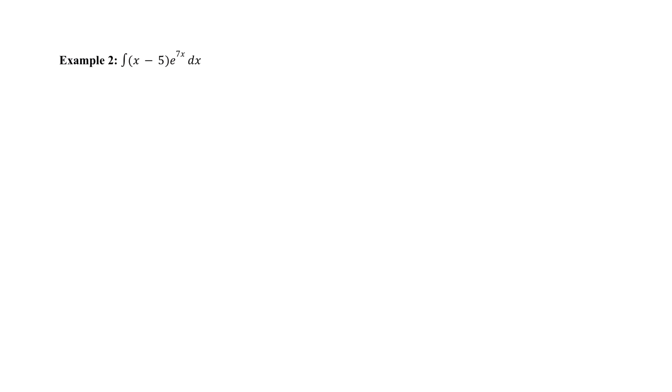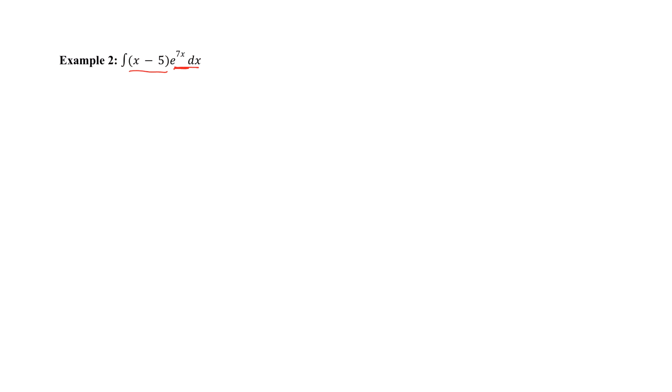For our next integration by parts example, we have something that's a little bit more involved. We've got the antiderivative of (x - 5) times e^(7x) dx. Once again, I can tell that this is going to be an integration by parts example because I'm multiplying two different kinds of functions. I've got this x - 5, which is a polynomial, or if you want to think about it as a power function. And then over here, I've got this e^(7x), which is an exponential function.